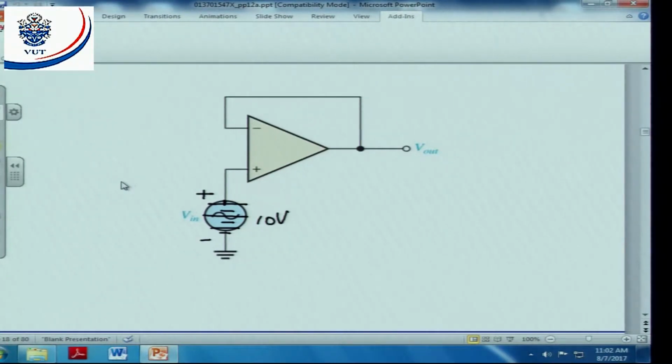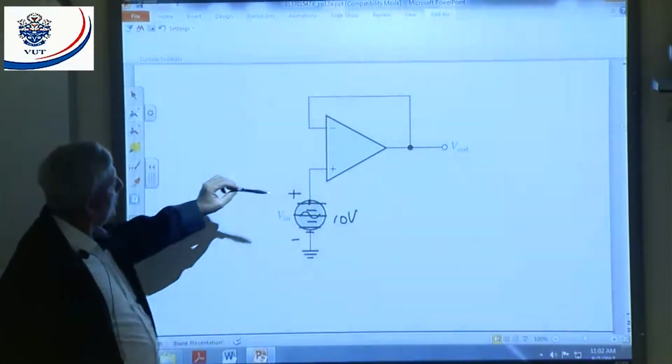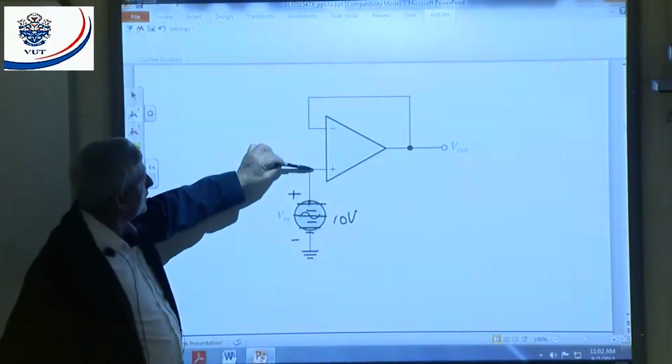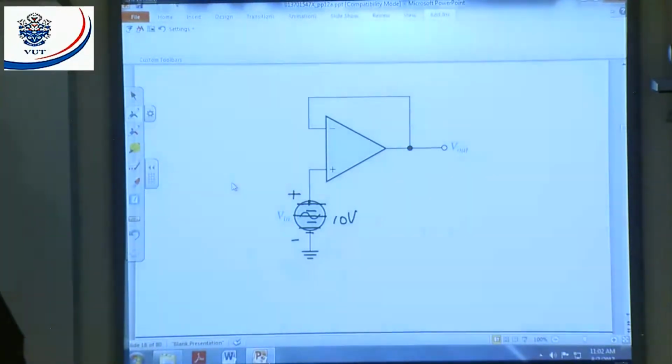Now, there's a few things you must remember. What is the input stage of an op-amp? It's a differential amplifier. That means the op-amp will always try to make this voltage difference equal to what, when there's feedback? It will always try to make it 0.